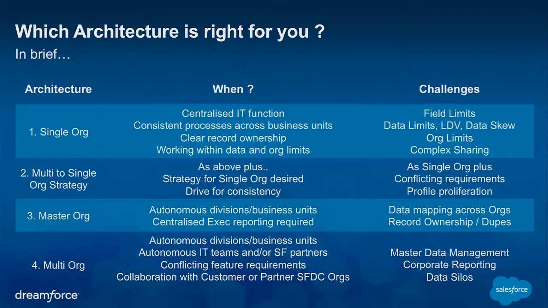Finally, thirdly, if you have the master org, so if your business units are autonomous, if they act independently, have different requirements, then you probably need to keep them in their own org still. But you still have this requirement for a centralized reporting, and you don't want to just pull it all out into a BI warehouse. I think we'll see this week with Analytics Cloud as well, even more appropriate to use this solution. The challenges to that is that data mapping I mentioned across orgs, and the record ownership.